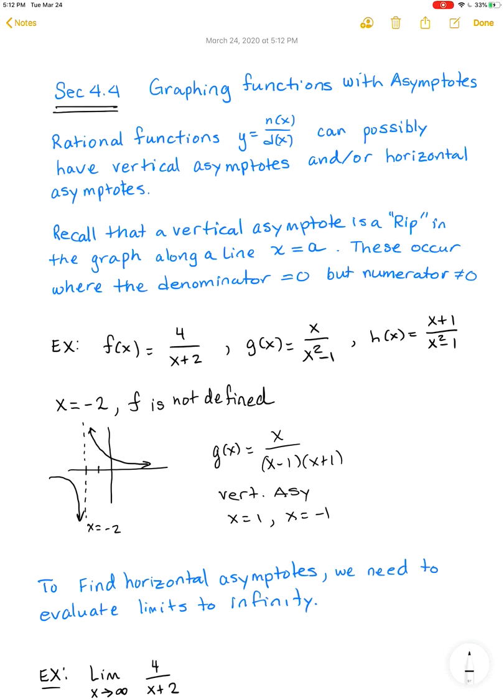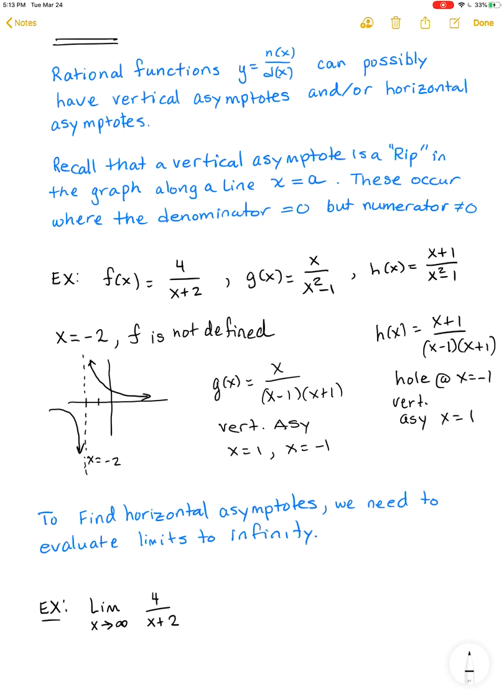H of x has a factor of x plus 1 in the numerator, so when we factor h of x the way we did g of x, we see that the factor of x plus 1 is a common factor. That means there's a hole in the graph at x is negative 1, and the vertical asymptote occurs when x is 1. So that's how you find vertical asymptotes. Near vertical asymptotes, the graph becomes infinitely large or infinitely small, as this graph did here around the x minus 2.